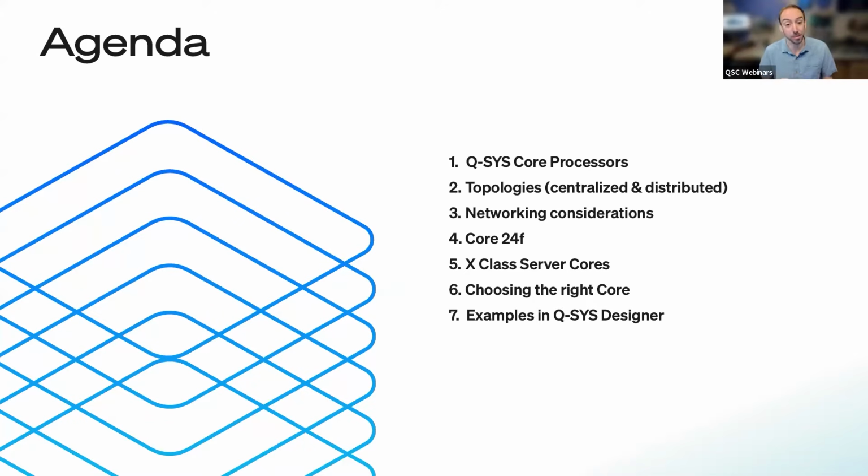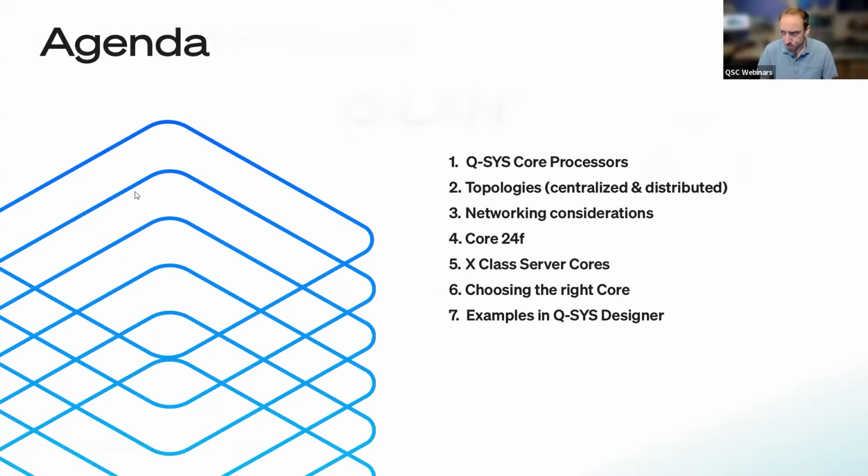We're going to talk about some of the new cores that we announced recently, like the Core 24F, as well as some of the X-class cores. And then we're going to go through a decision tree. I've broken everything out into some nice, easy steps to help us pick which Q-SYS core we're going to choose. And we've also got some nice handy diagrams to help us along the way, as well as a handy dandy Q-SYS Designer file that we can look at to see some other nice things to know about some of these cores.